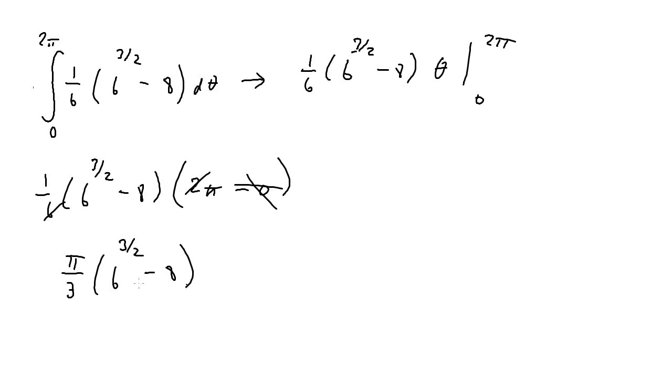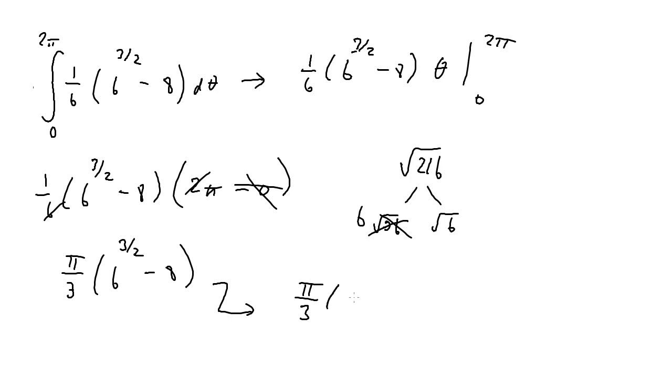Now I can simplify this even further. If I rewrite 6 to the 3/2, I can rewrite it as the square root of 6 cubed, which is 216. So the square root of 216. Now 216 can be divided into square root of 36 and square root of 6. Square root of 36 is obviously 6. So the final answer is going to be pi over 3 times 6 times the square root of 6 minus 8.